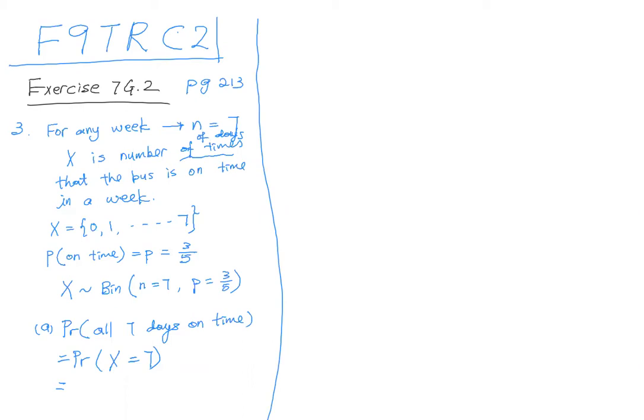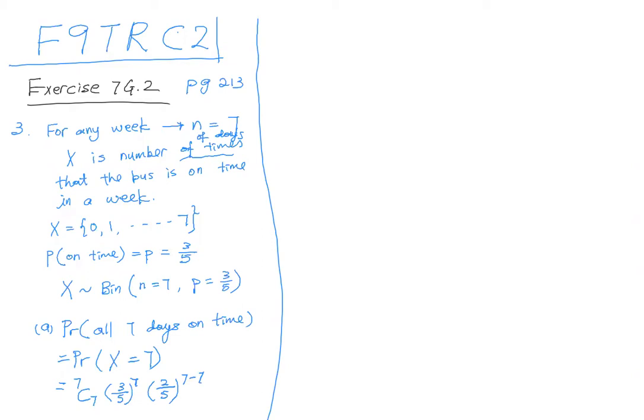So by formula, still remember? Still remember the formula? nCr, P to the power of r, and Q to the power of n minus r. Okay? So you can get the answer.